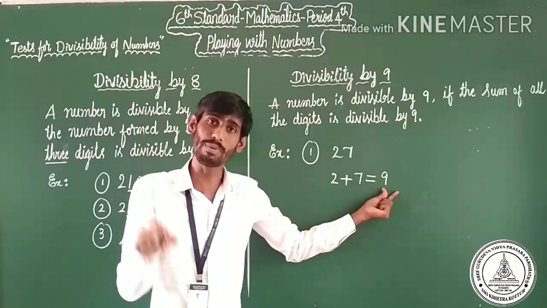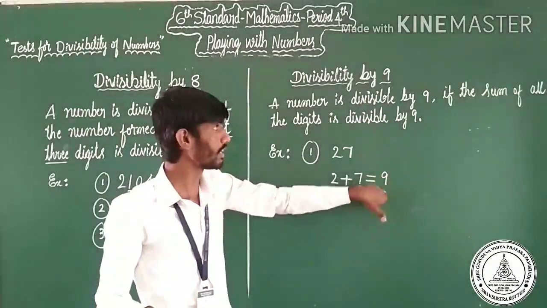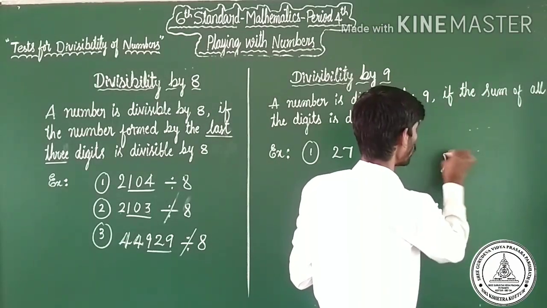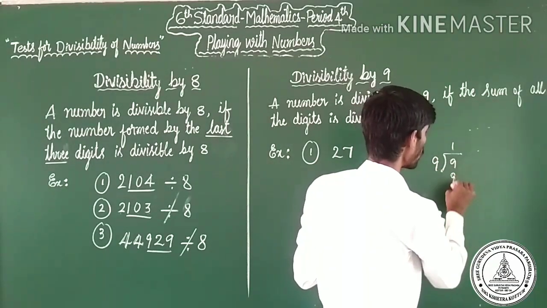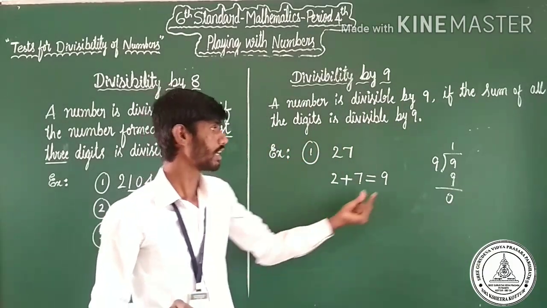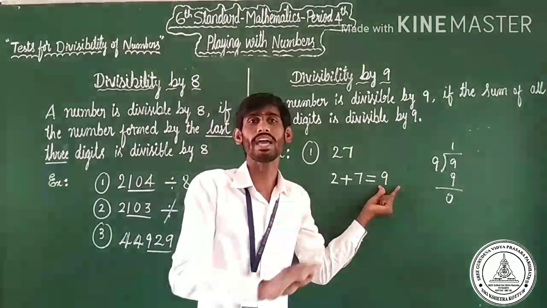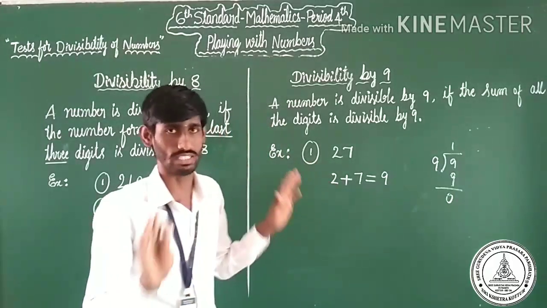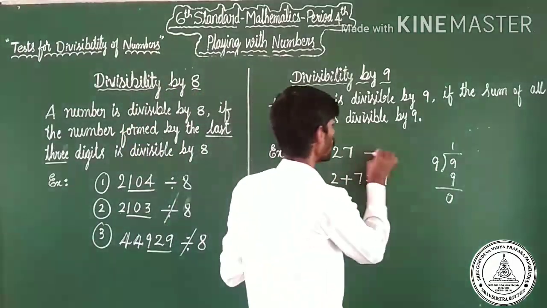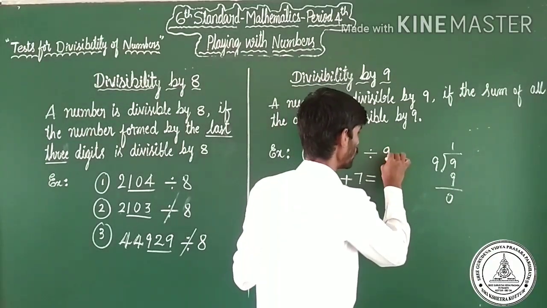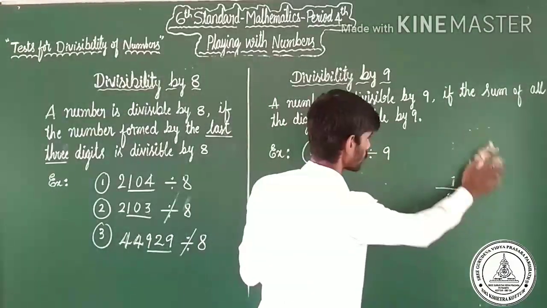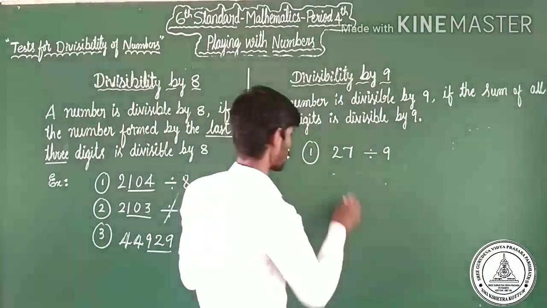Is 9 divisible by 9? Of course, observe here, 9 divided by 9, 9 1 ja 9. So the remainder is 0. So 9 is divisible by 9. So we can say that 27 passes the divisibility by 9. Let us take another example, 36.